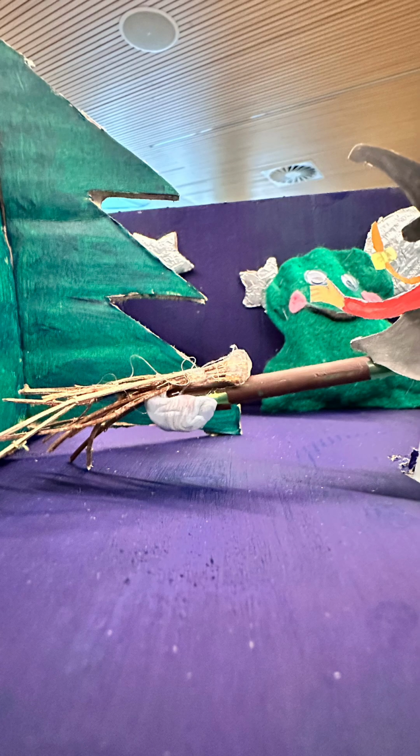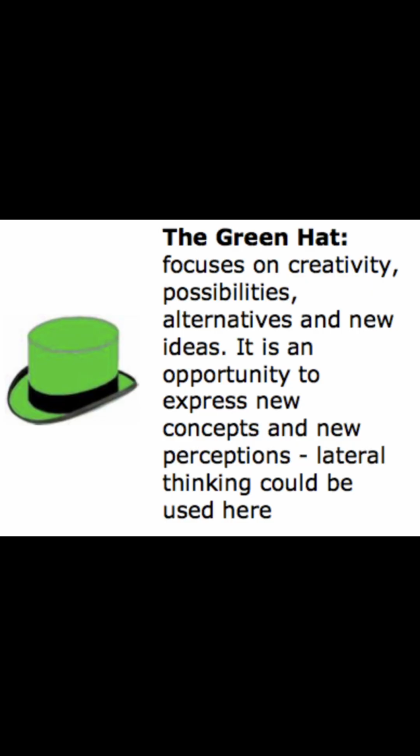However, the cauldron made the broom uneven in weight and it no longer moved with the rest of the broom. We were brainstorming how to weigh down the broom on the other side when we came up with the idea to put blue tack inside the other end of the broomstick. This creative solution required us to use the green hat.